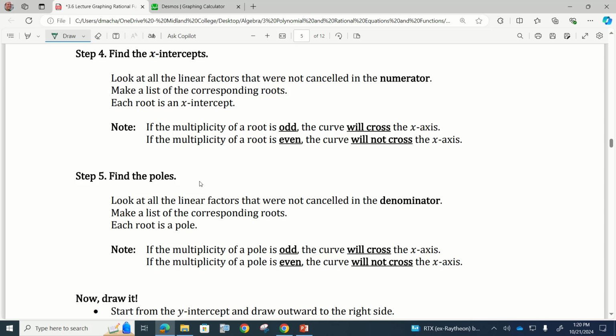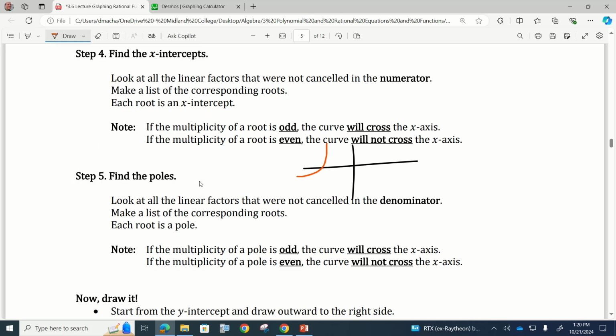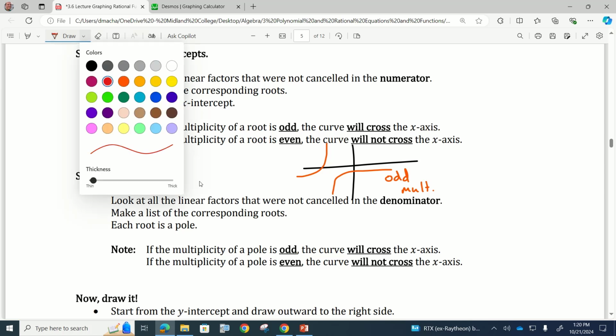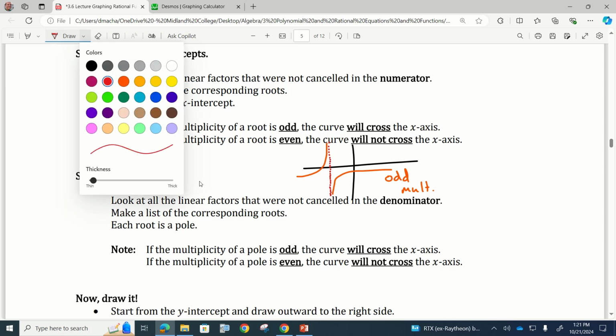What's new here for rational functions is step number 5. And we're going to be able to find the poles by looking at the roots of the denominator. And there are multiplicity rules for this. I'll draw a little picture here. If I had a pole with an odd multiplicity, it might look like this. Okay? In other words, on one side, I might be going up to positive infinity, and on the other side, it looks like I'm going down towards negative infinity. That's what an odd multiplicity looks like.